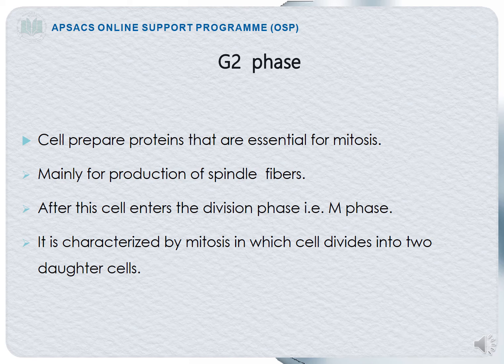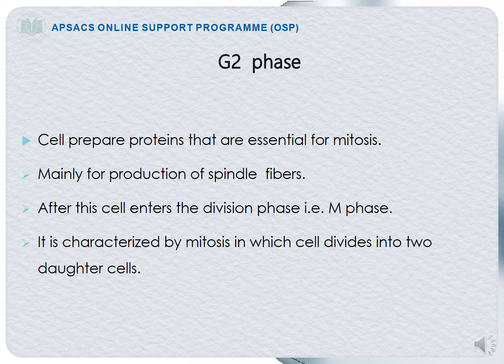What is the function of the spindle fiber? Spindle fiber helps in the attachment of the chromosomes. It helps in the pulling of the chromosomes, and it also helps in the separation of the chromosomes. So here in G2 phase, all those proteins which are essential for mitosis will be prepared. And I have given you the example of the kinetochore proteins, which help in the production of the spindle fiber. After all of these phases, what will happen?